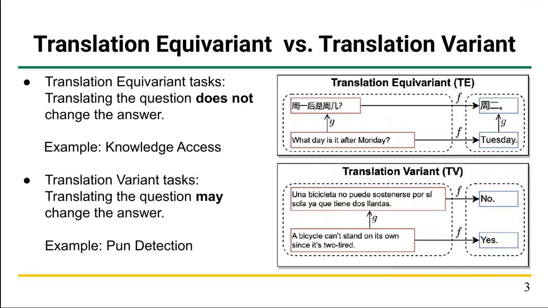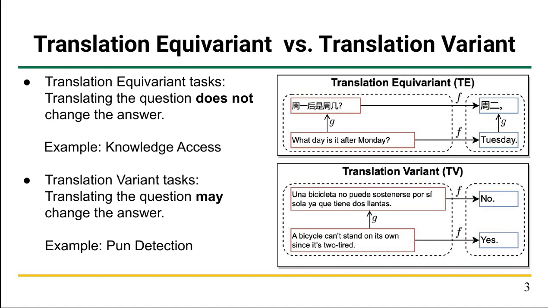Our investigation involves two kinds of NLP problems: translation equivariant and translation variant problems. For translation equivariant problems, or TE problems, the correct output for a given question is independent of the chosen language. The upper part of the figure on the right is an example of a translation equivariant problem, knowledge access. The day after Monday is always Tuesday, regardless of the language in which the question is asked.